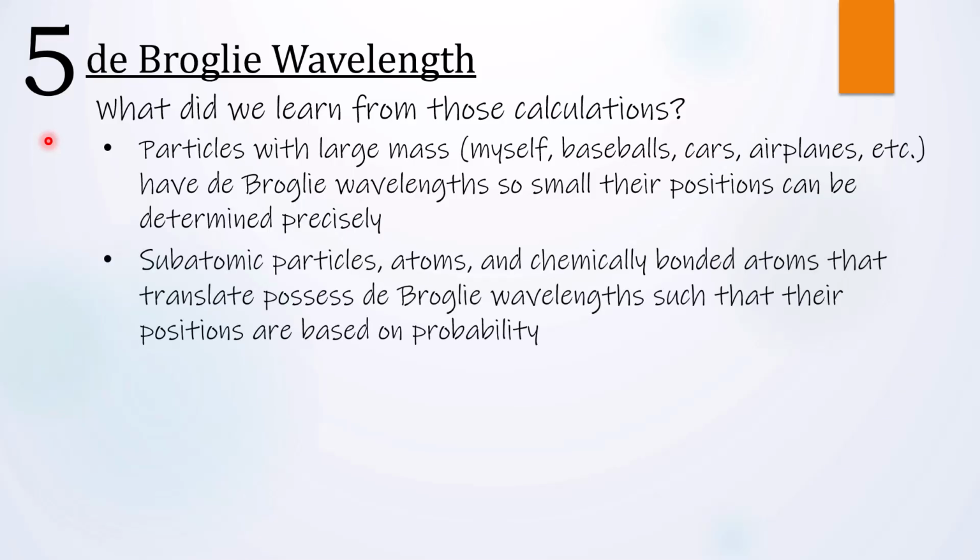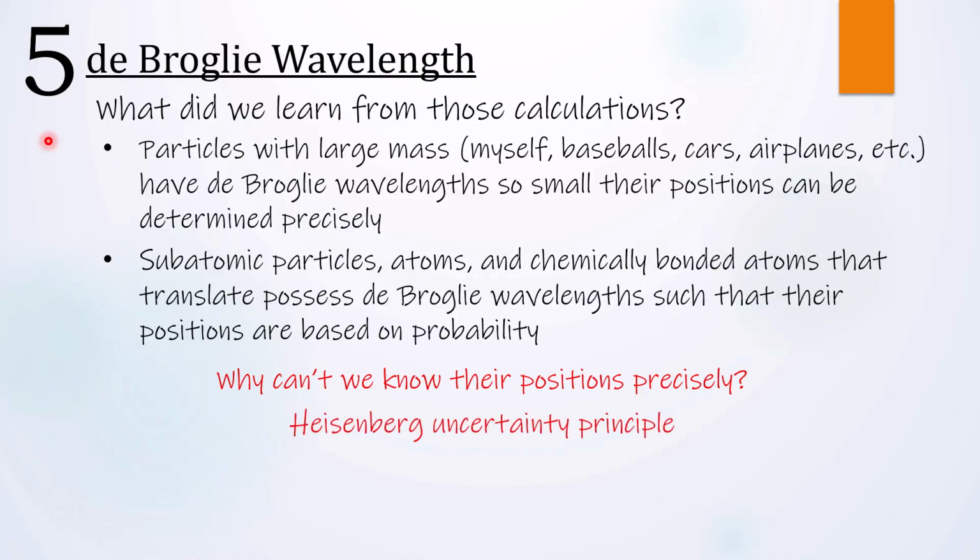On the other hand, when you have subatomic particles and atoms, chemically bonded atoms, those would be molecules, that have translational kinetic energy, they're going to possess de Broglie wavelengths so that their positions are actually going to be based on probability. And again, why can't we know their positions precisely? I had an earlier video on this. This is because of the Heisenberg uncertainty principle. You cannot know both precisely a particle's position and momentum at the same time.